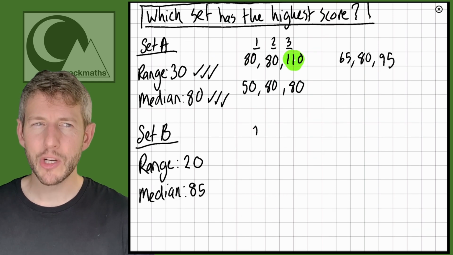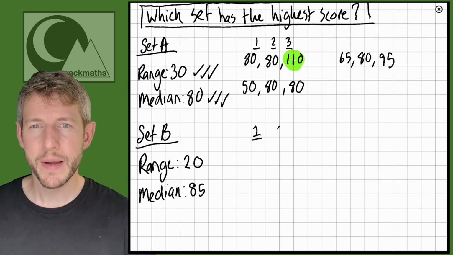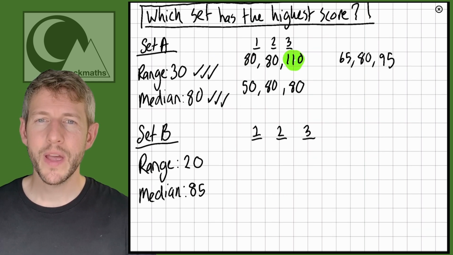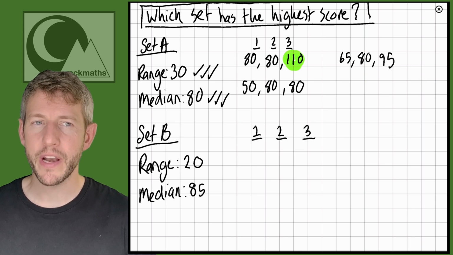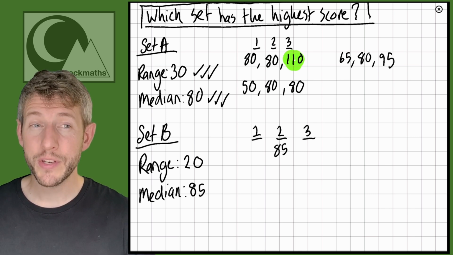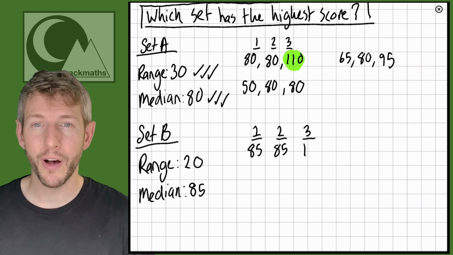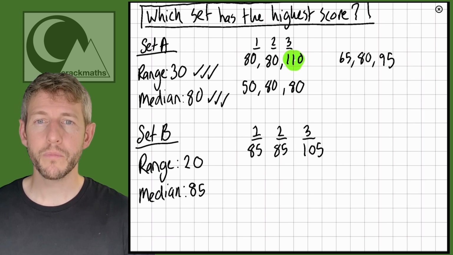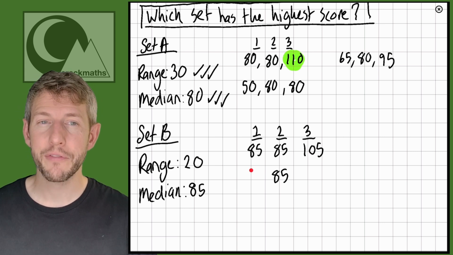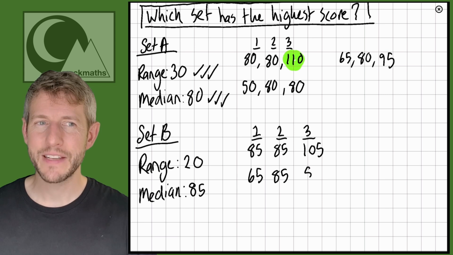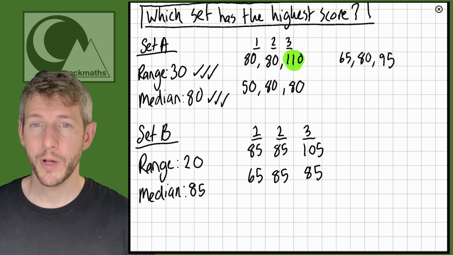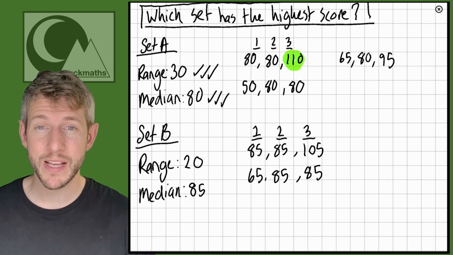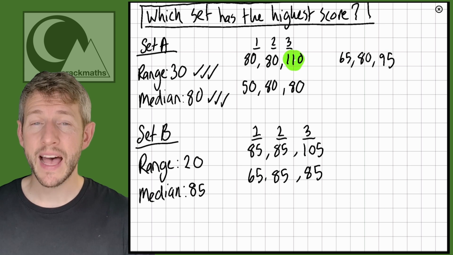Okay, let's have a look at set B. Let's say there's 3 people in set B as well. So here we go, we've got a median of 85 and a range of 20. We could have 85, 85, 105, or we could have 65, 85, 85. Okay, and both of these would be correct representations of this set.